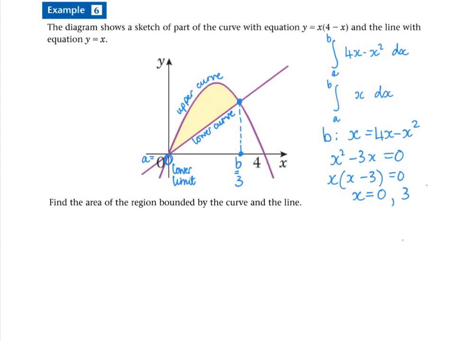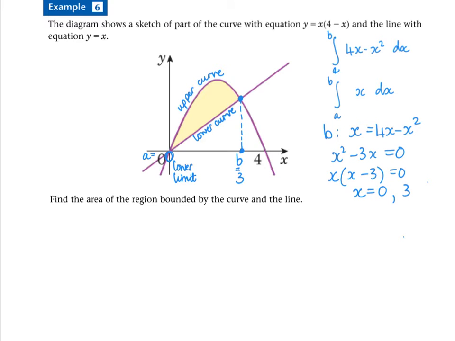So it's upper curve minus lower curve, and this is not given to you, so you have to actually memorise this as well. So the integral from a to b of the upper curve minus lower curve dx.